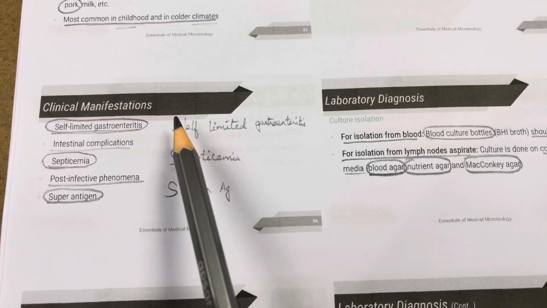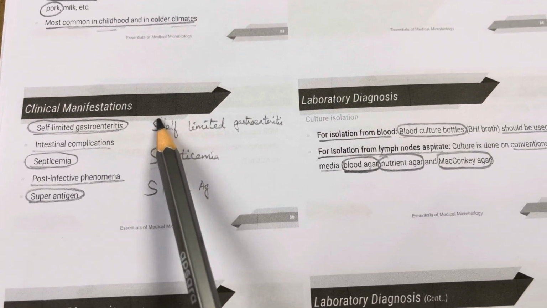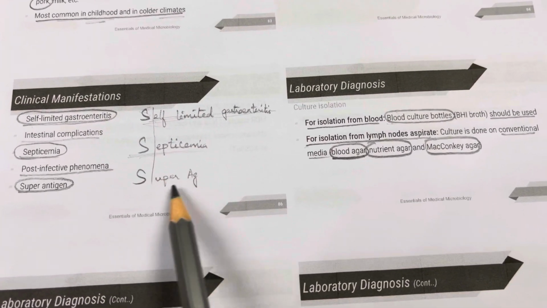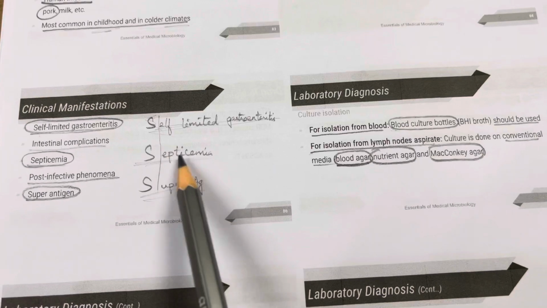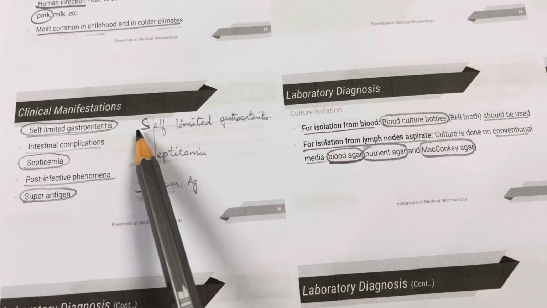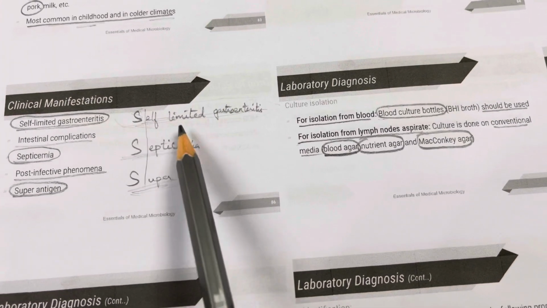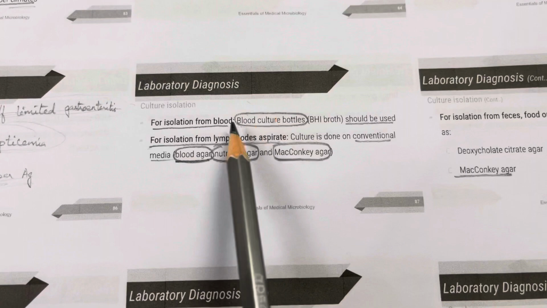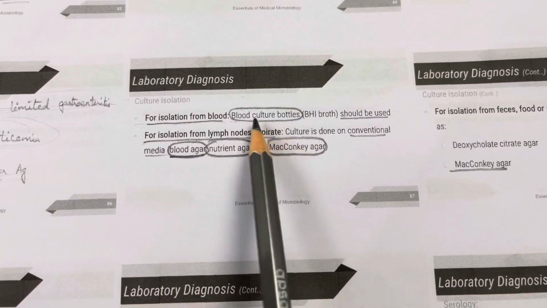Clinical manifestations of yersiniosis: SSS, self-limited gastroenteritis, septicemia, and superantigens. Remember this: self-limited gastroenteritis doesn't need treatment, but septicemia needs treatment. We'll discuss that later. Laboratory diagnosis: for isolation from blood, use blood culture bottles.